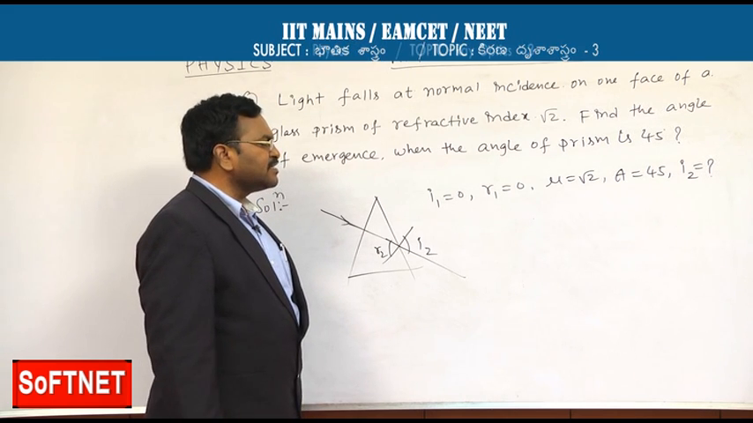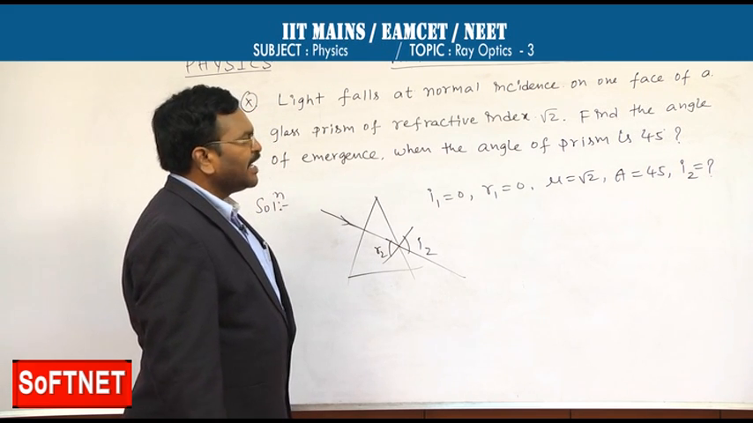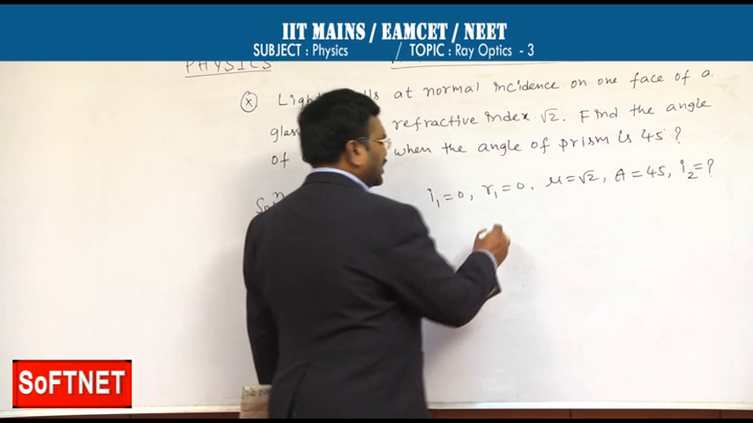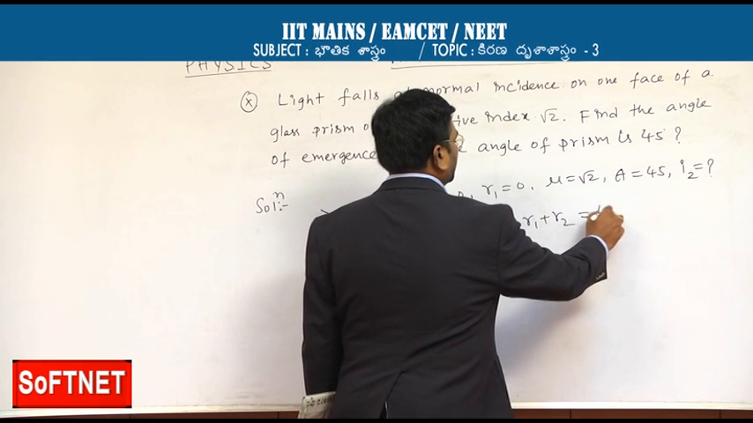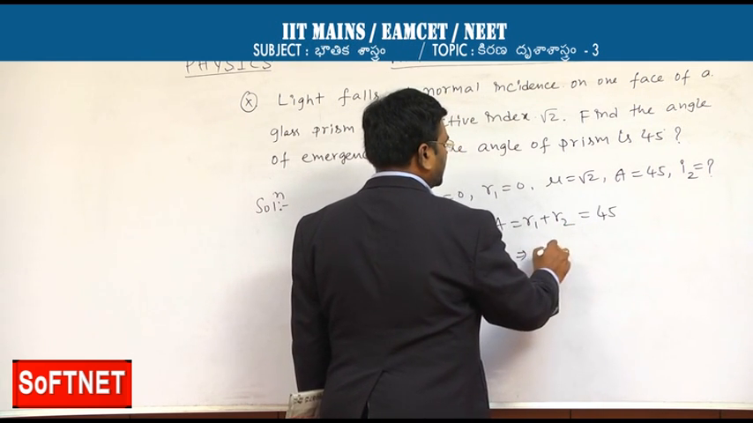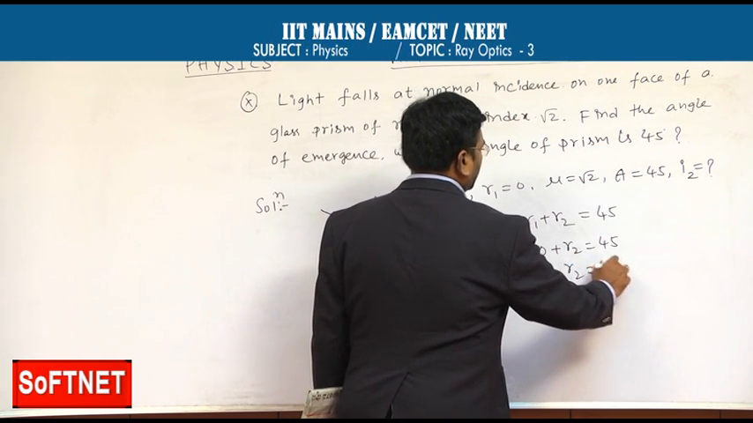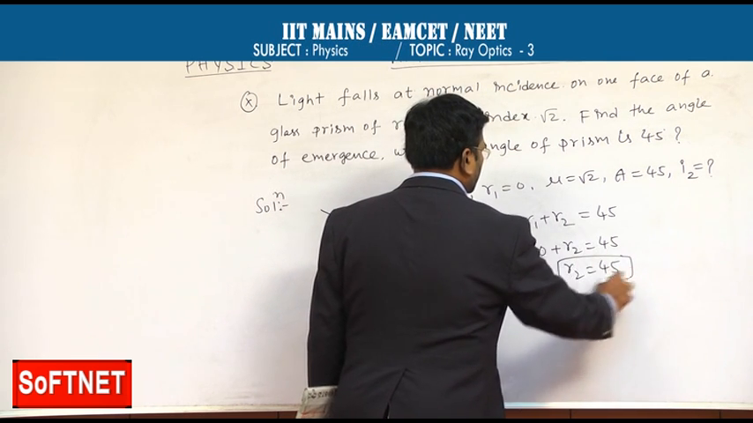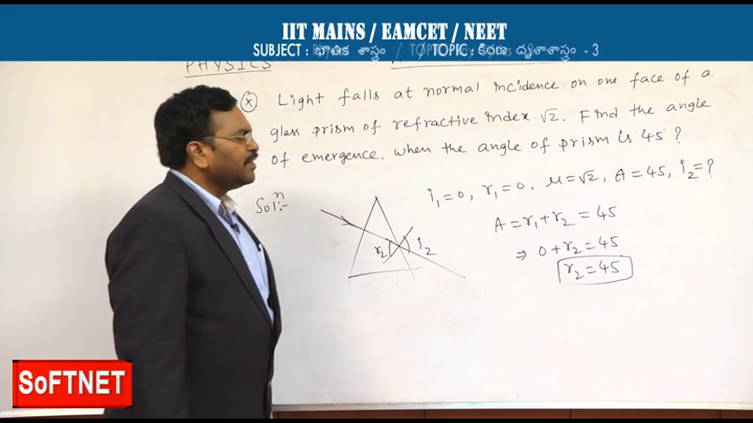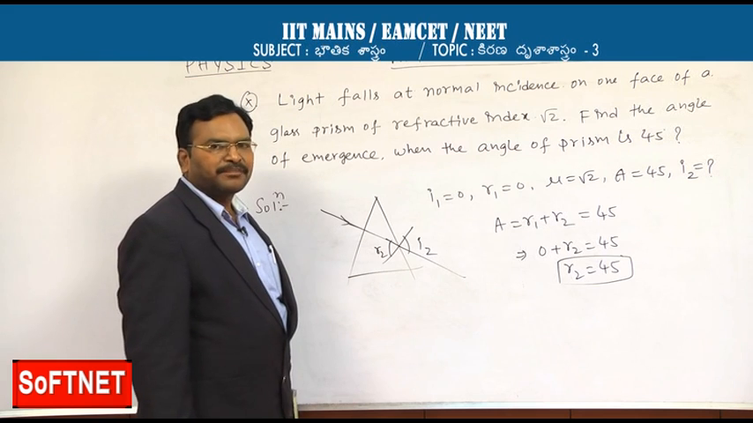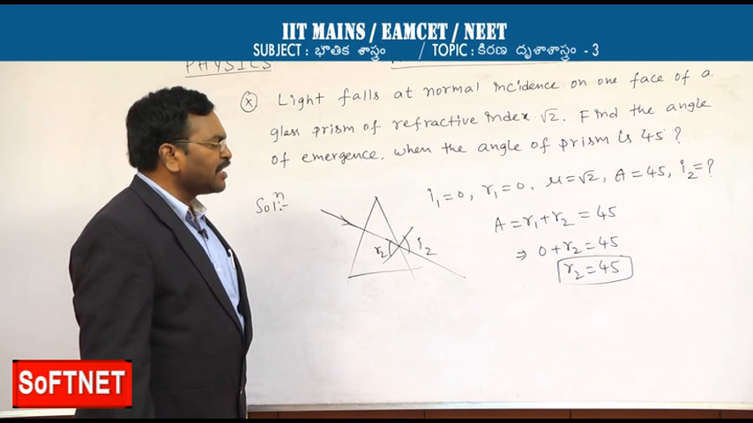Angle of incidence is 0. Angle of refraction R1 is 0. R2 how much now? A is equal to what? A is equal to R1 plus R2. From this, A value how much? 45 degrees. So, from this R1 is 0, R2 is equal to what? 45 degrees. Now, R2 is equal to 45 degrees. Now, we want to calculate I2. We know the refractive index of the material of the prism, how much? √2. Mu is equal to what by formula according to Snell's law?